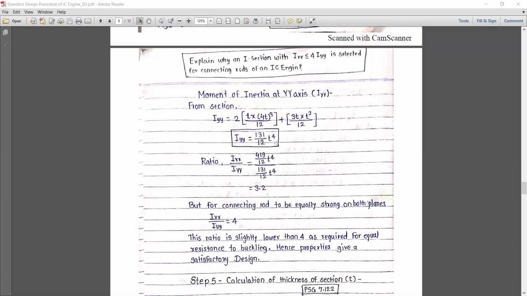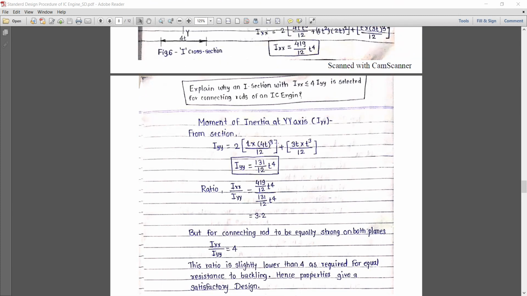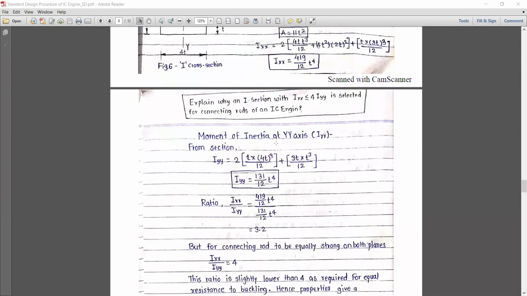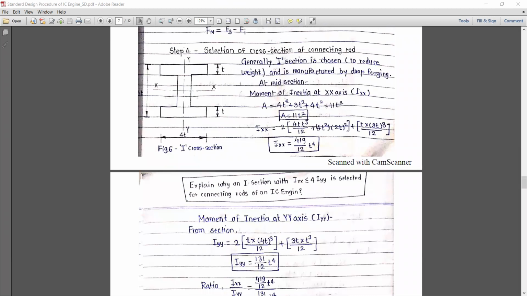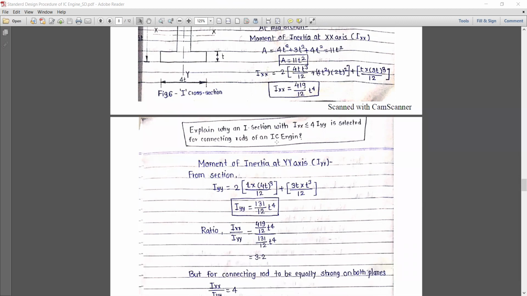So this question may be asked in an oral interview: explain why an I section with IXX greater than or equal to 4 IYY is selected for the connecting rod of an IC engine. So you must be able to justify that by using this empirical explanation given over here. As for the moment of inertia about the x-axis, the area is equal to 11t squared. So IXX is equal to 419 divided by 12 t raised to 4.